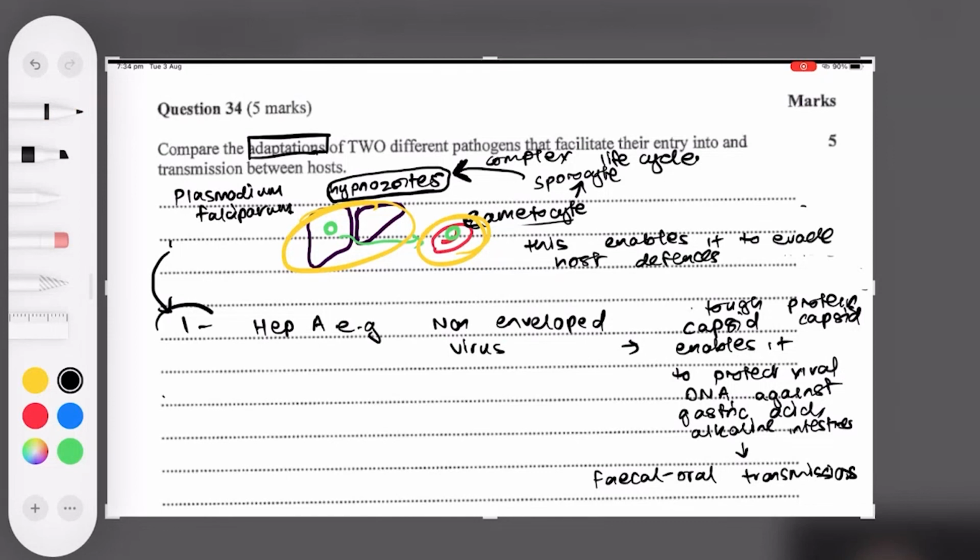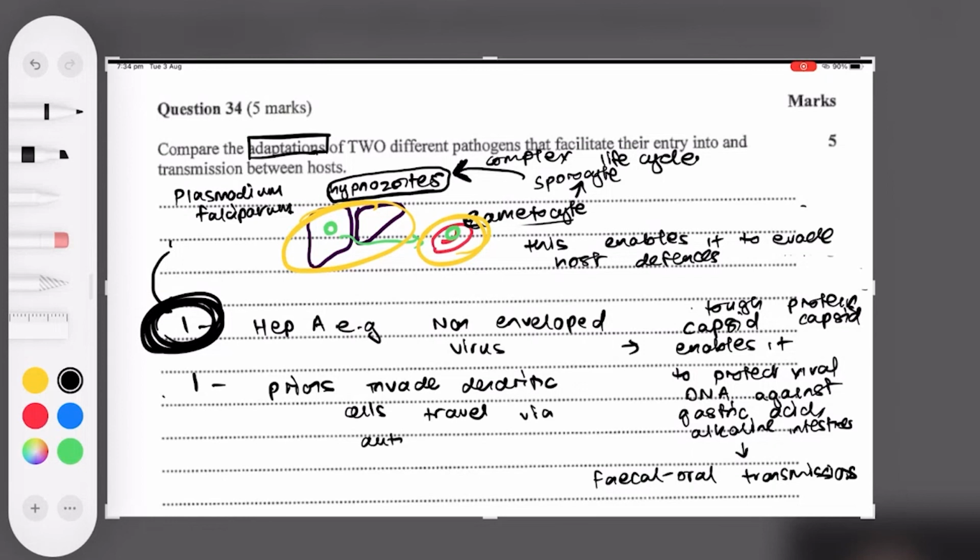Now, the ones I usually think about are this one here. This is a really good one. You can mention prions, right? Prions can invade dendritic cells and thus travel via autonomic nerves from the digestive system to the brain. So that's how prion diseases can go from the food you eat. The people who were cannibalistic and ate their deceased relatives with kuru, that's how the prions traveled from the digestive system to the brain.